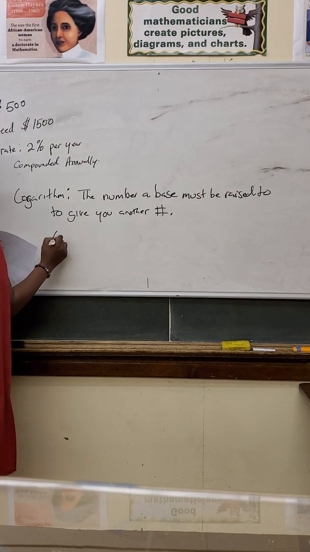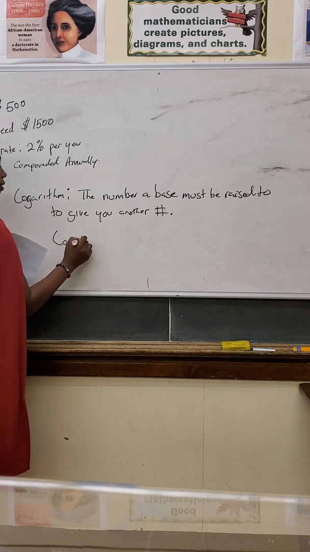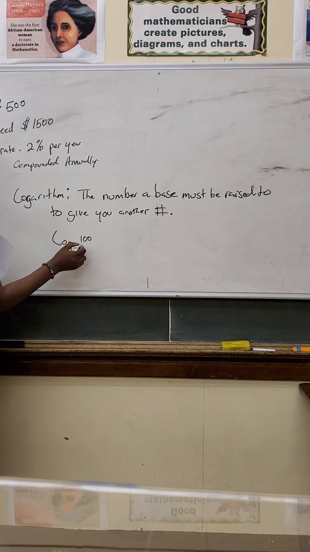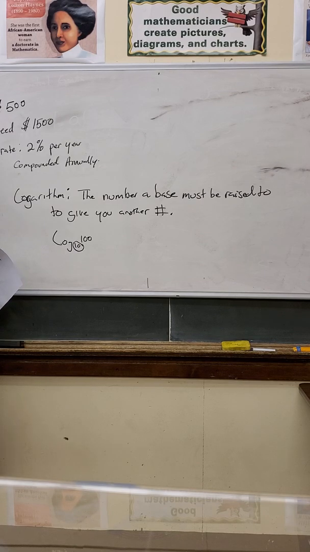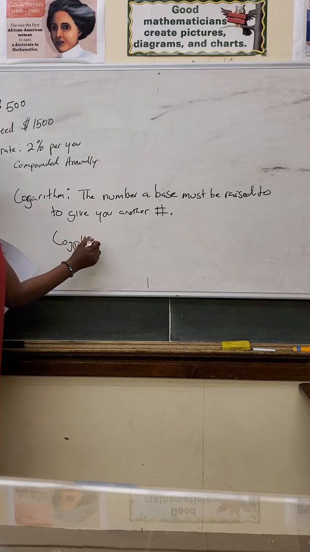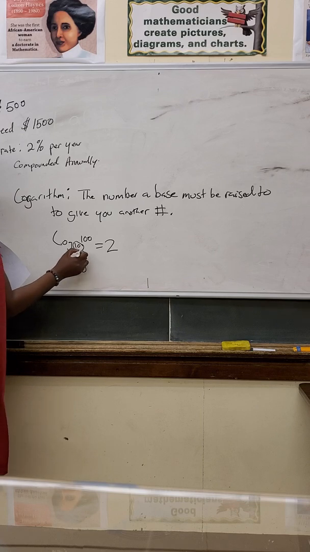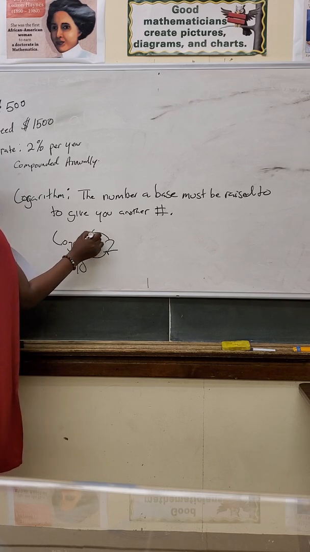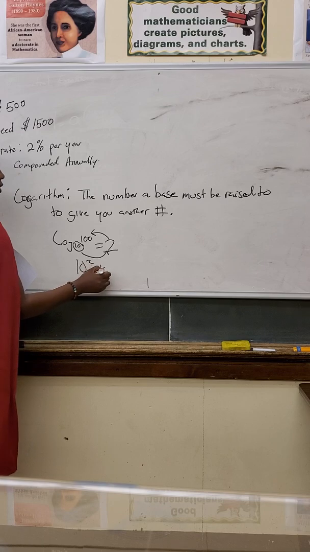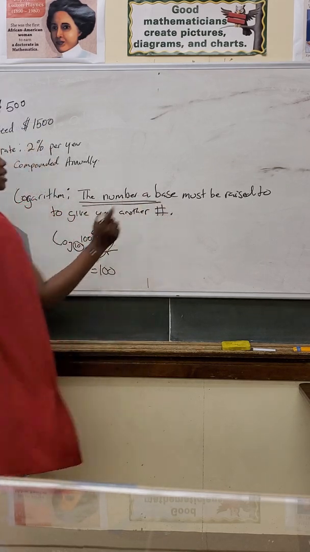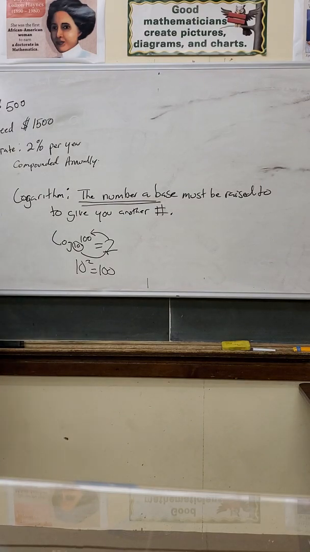So let's say I say log in base 10 of 100. What this is asking you is, what must 10, since they said in base 10, be raised to the power to give you 100? So the log in base 10 of 100 is equal to 2. That means that 10 raised to the second power is going to give me 100. So the log of a number is the number a base must be raised to give you another number.